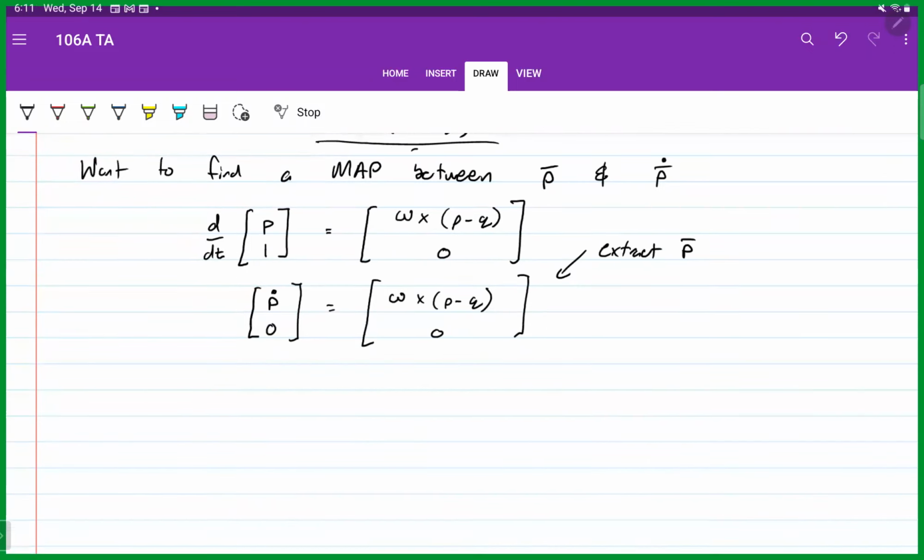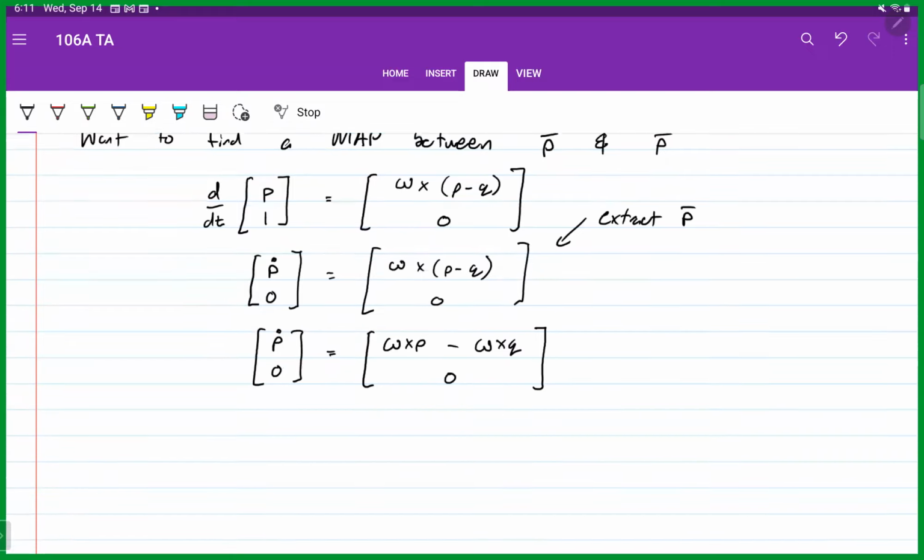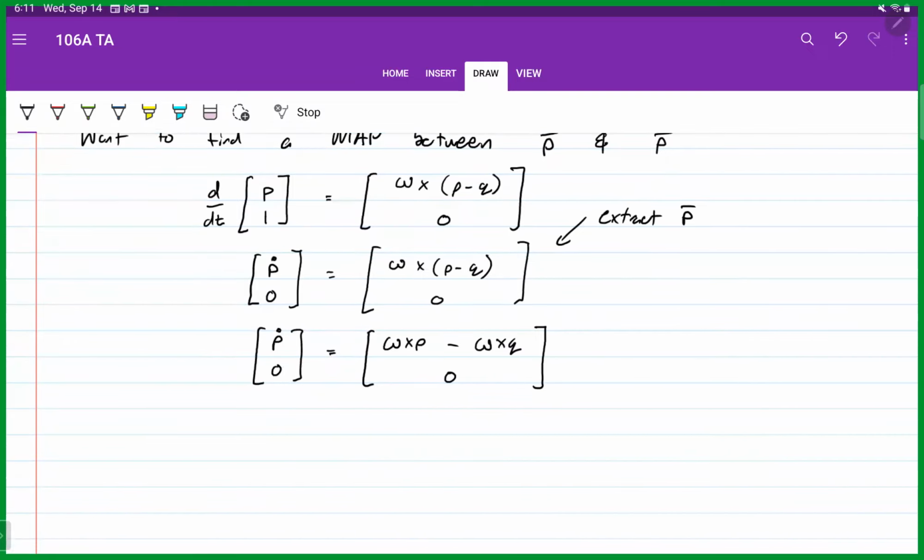How do we do that? Let's just try expanding this and see what we get. Omega cross P minus omega cross Q, and then we have a 0 underneath, is equal to P dot and 0. And now we're just about ready to go ahead and do this extraction of P bar.